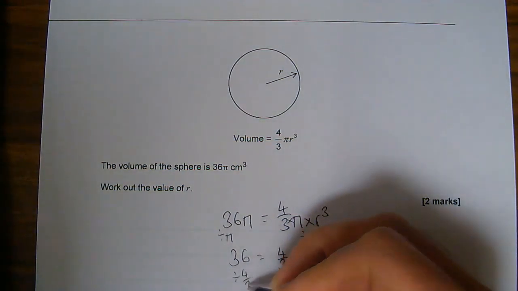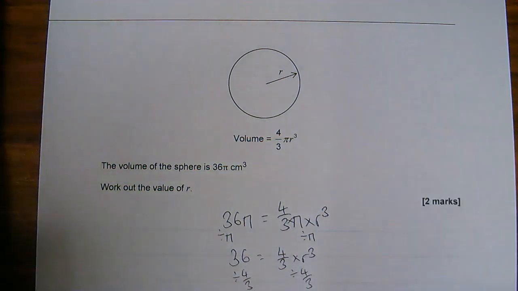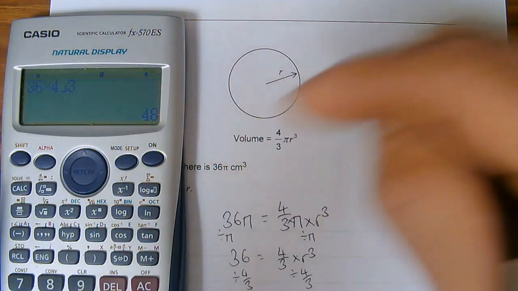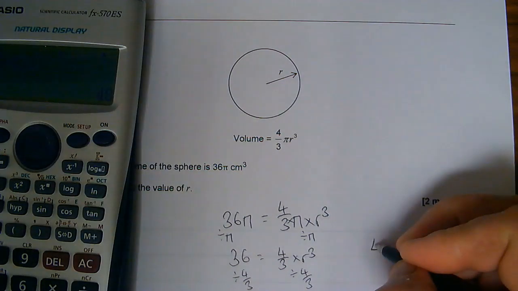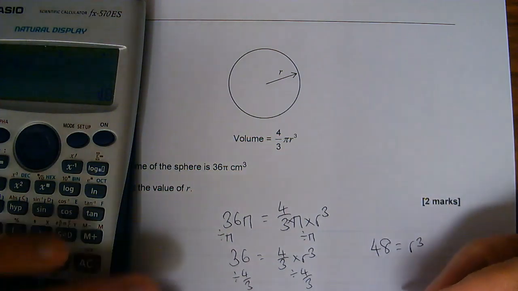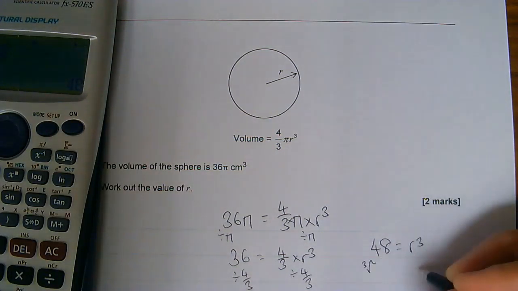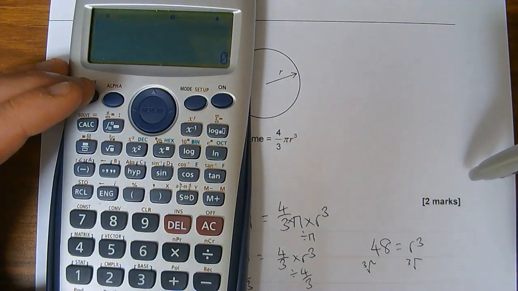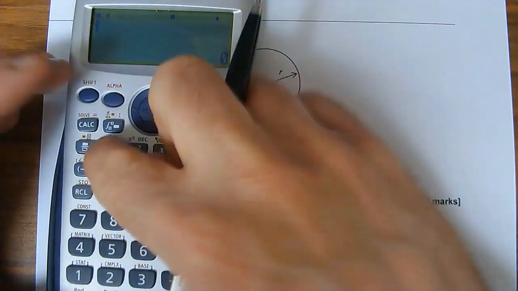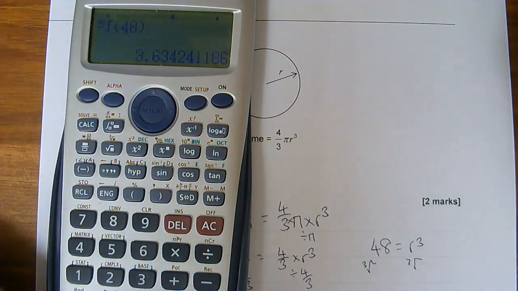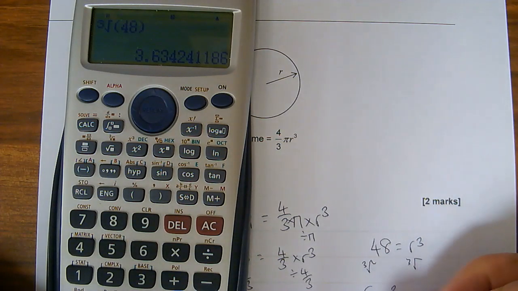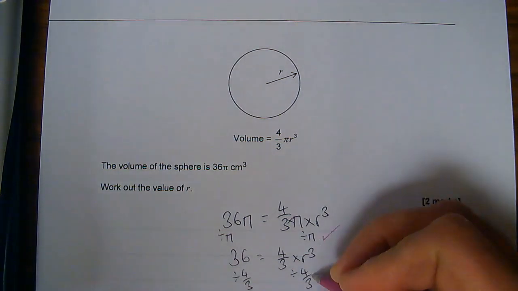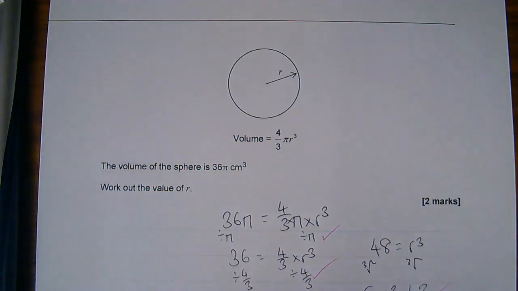I'm going to divide by 4/3, so I can do that on my calculator. 36 divided by 4/3, so I get 48 equals r cubed. Then going to work out r by taking the cube root on both sides. So I'm going to do the cube root of 48. My calculator is that button there. Cube root 48. Get my answer. r equals 3.63 to 2 decimal places. Any of those steps gets you your first mark. That gets you your second one.